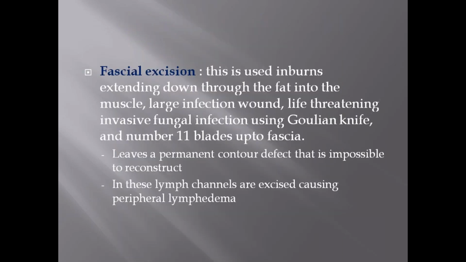Coming to fascial excision. This is used in burns extending down through the fat into the muscle, large infected wounds, and life-threatening invasive fungal infection, using Rowland knives and number 11 blades up to the fascia. It leaves a permanent contour defect that is impossible to reconstruct. In these cases, obviously the lymph channels are excised. This causes peripheral lymphedema.